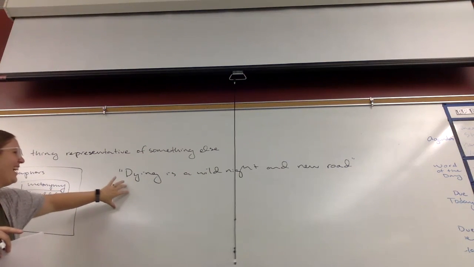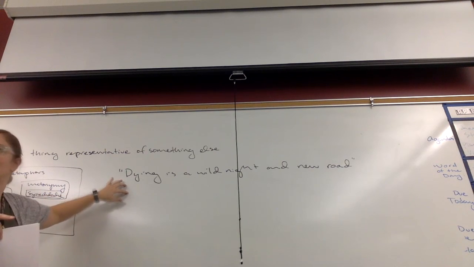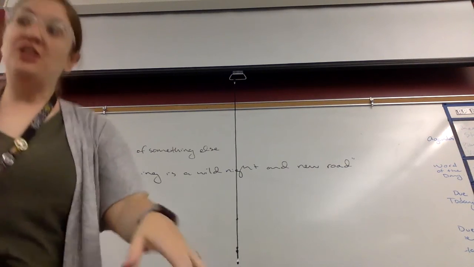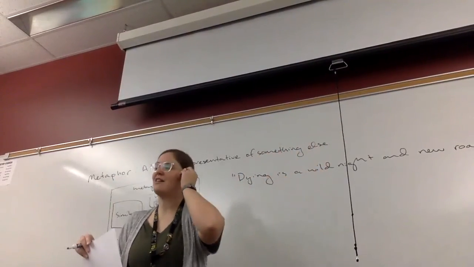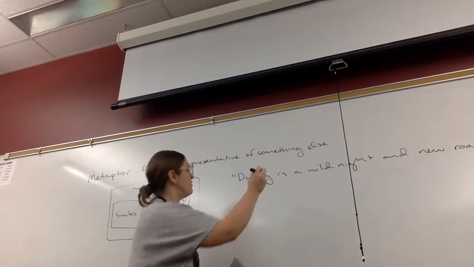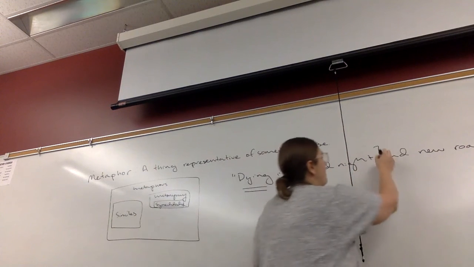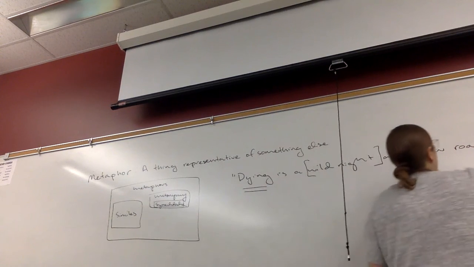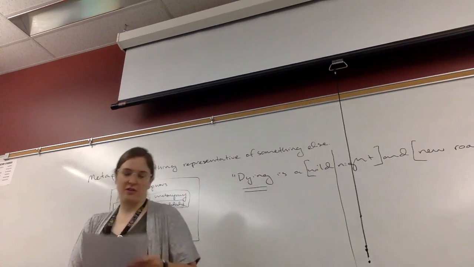All right, dying is a wild night and a new road. This is a quote from Emily Dickinson, a poet, and it uses two different metaphors. And last time we talked about ways to start interpreting symbols. The same thing applies to metaphors. So you've got the thing being represented, right? And now here are the two metaphors. There's a wild night and there's a new road. I'm going to do it the same way, but a little bit faster than we did last time.